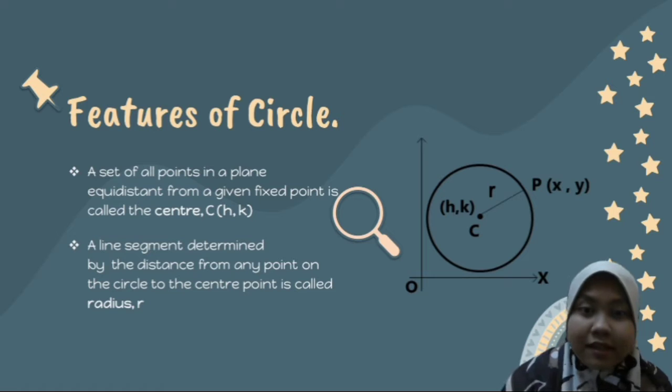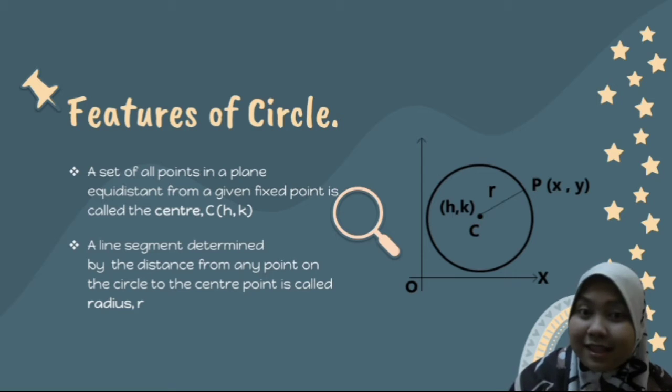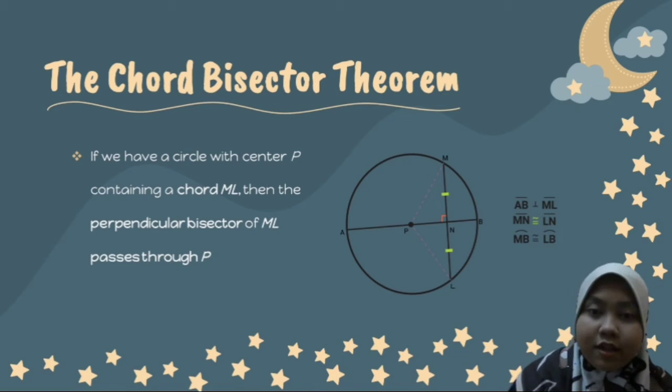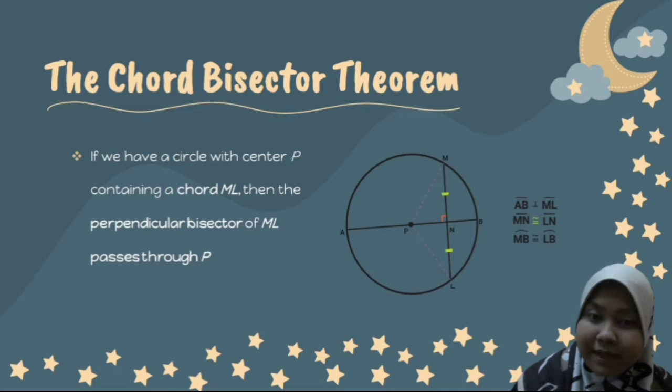One of them is that a circle has a set of all points in a plane that is equidistant from a given fixed point that is called the center, which is C. A line segment determined by the distance from any point on the circle to the center point is called the radius, which is r. It is called the Chord Bisector Theorem if we have a circle with center P that contains the chord ML, which is perpendicular to the bisector of ML that passes through point P.